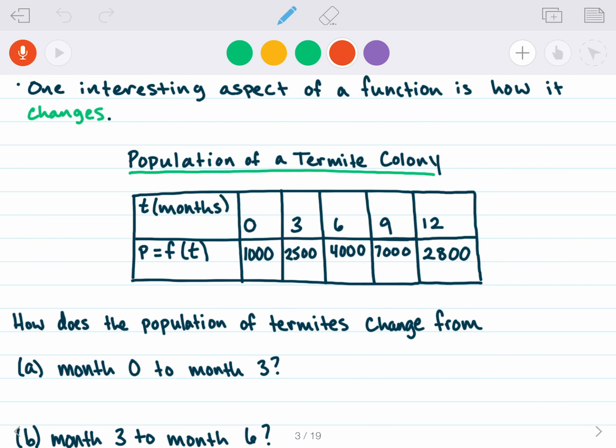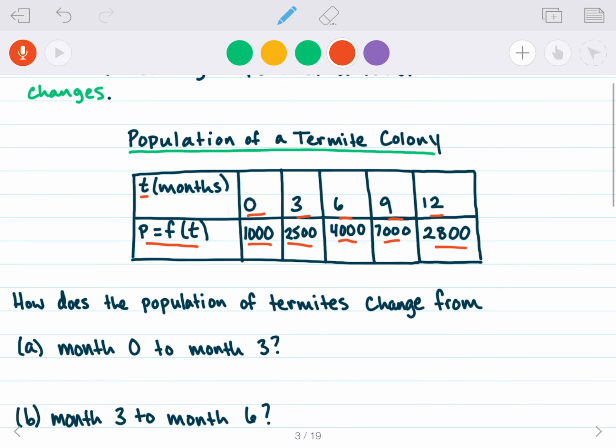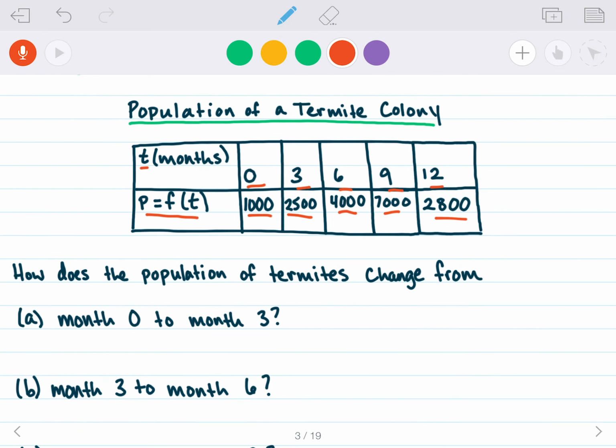All right, so let's go ahead and look at another example. So here we have a table given. Our independent variable is in months, so that's acting like our quote-unquote x value. It's t, it's our t variable. And we have month 0, month 3, 6, 9, and 12. And then our output variable is the population of a termite colony. So at month 0, we have 1,000 termites in this colony. At month 3, we have 2,500. Month 6, we have 4,000, and so forth.